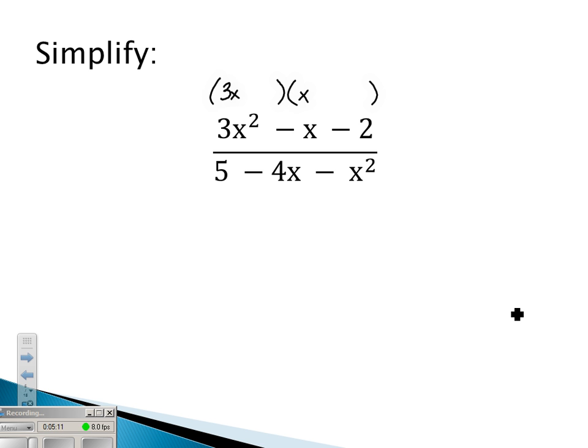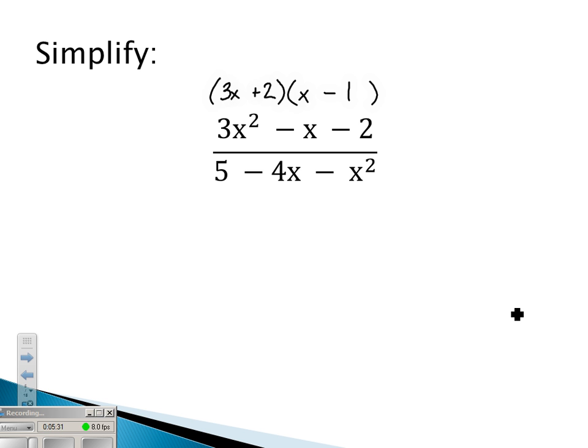So 3x and x have to be the way that we break the 3x squared in front. And we've got a negative 2 in the back, and we want a negative 1 in the middle. So if I put positive 2 here and negative 1 here, I'm going to get my negative 3x and my plus 2x, which give me that negative 1 in the center that I want.